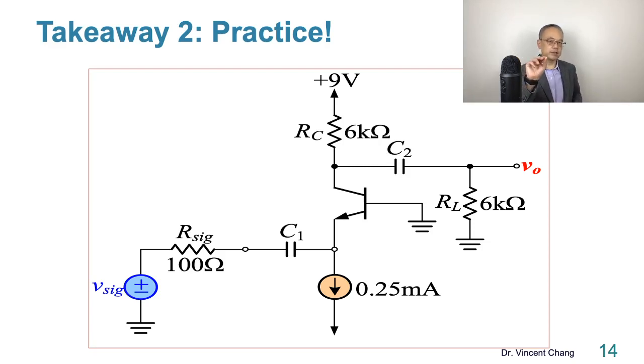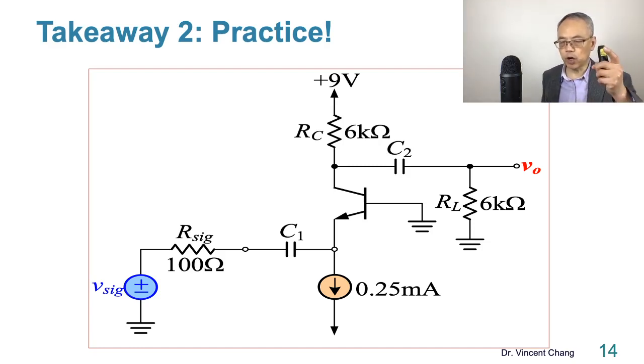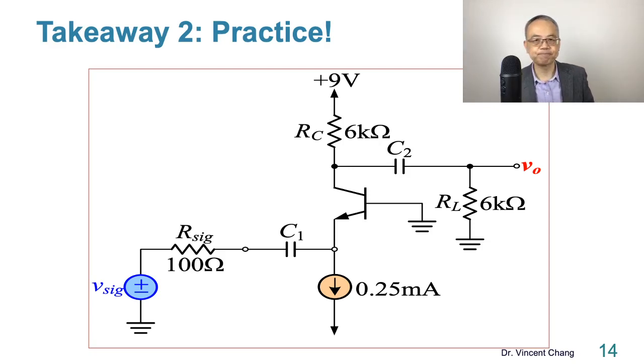So just answer, what's the small signal voltage gain? VO over Vsig. I'll give you 3 minutes. Try to solve this in 3 minutes. So what's your answer?